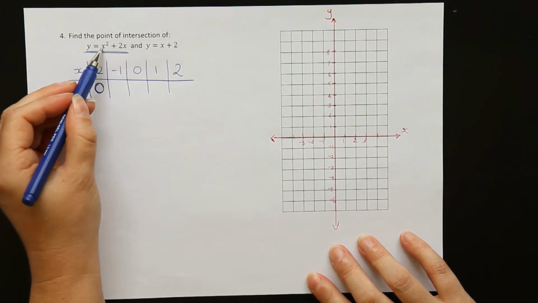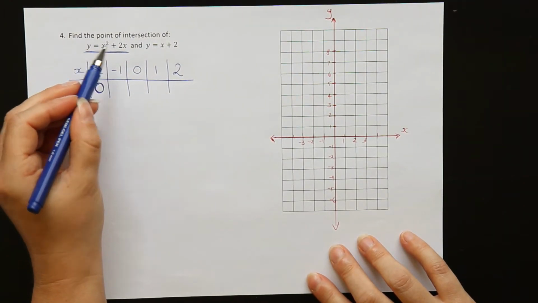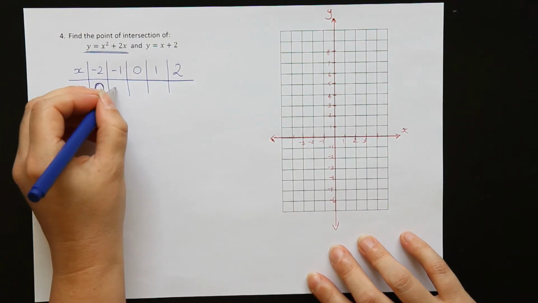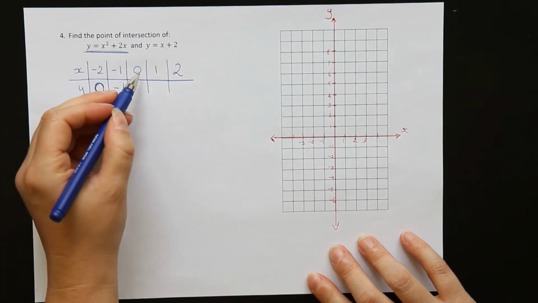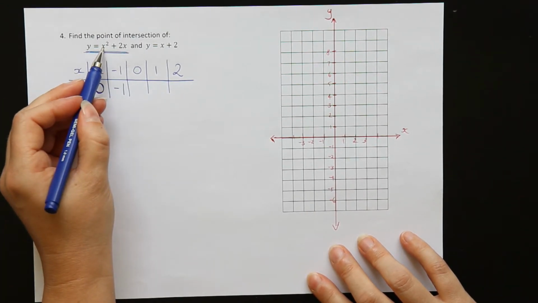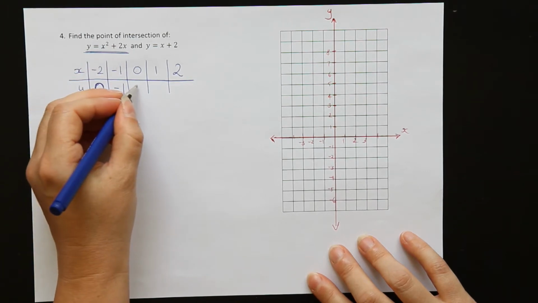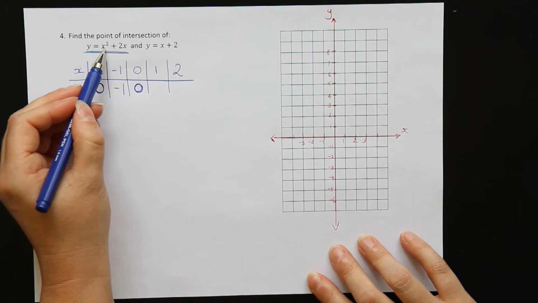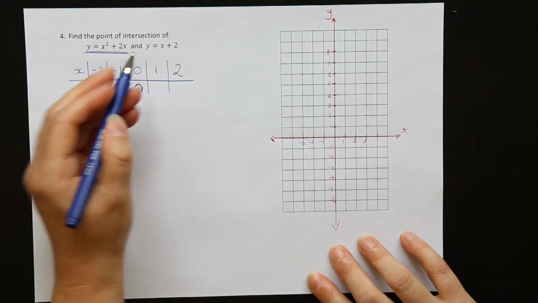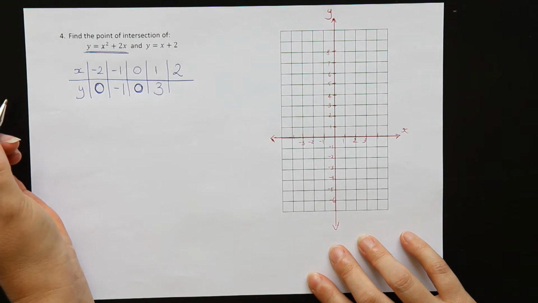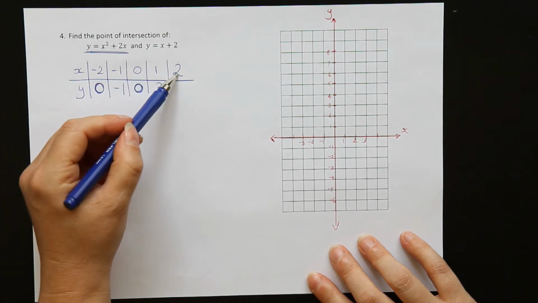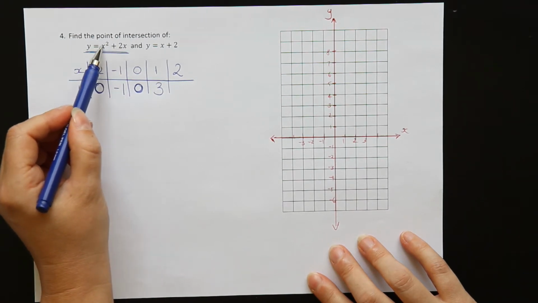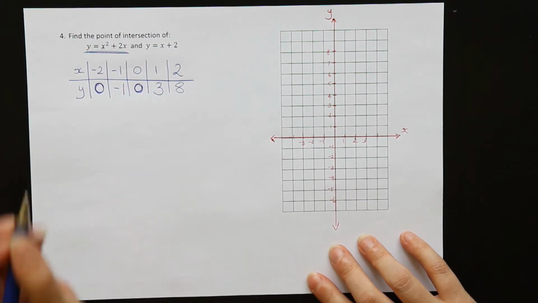Subbing in -1. -1 squared is 1. And 2 times -1 is -2. So I have 1 minus 2 is -1. Subbing in 0. 0 squared is 0. 2 times 0 is 0. That's just 0 again. Subbing in 1. 1 squared is 1. 2 times 1 is 2. 1 plus 2 is 3. Subbing in 2. 2 squared is 4. And 2 times 2 is also 4. 4 plus 4 makes 8.